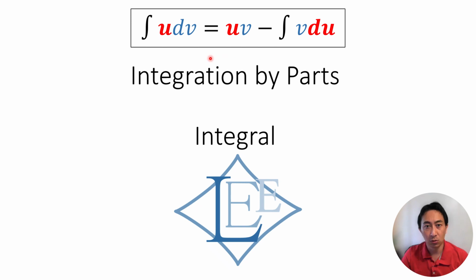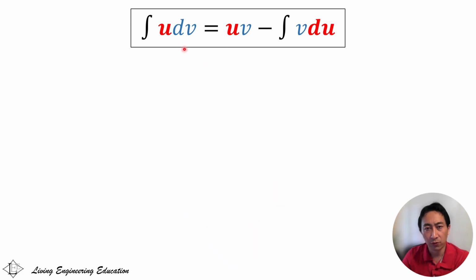This is a nice tool, but I know for students who are just learning it, it can be very confusing about how to select the substitutions, the u and dv substitution, and then actually how to apply it. So we'll go through a few simple examples, and we'll look at some longer multi-step examples as well. So first, we'll explain why this is even true, why this integral is equal to this form of the integral.